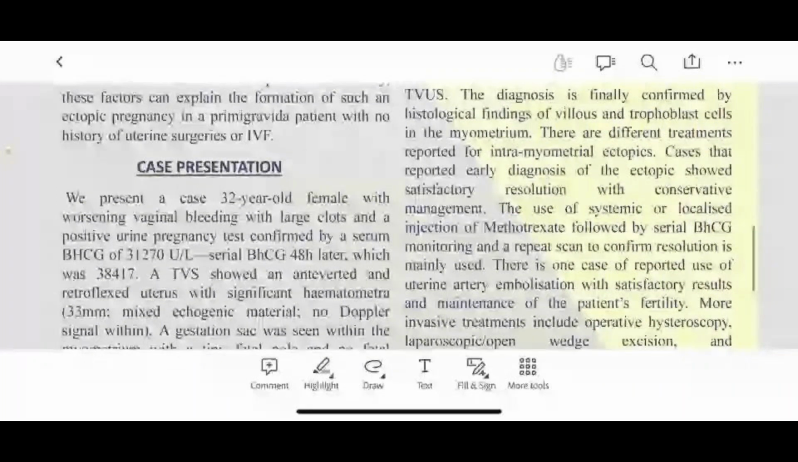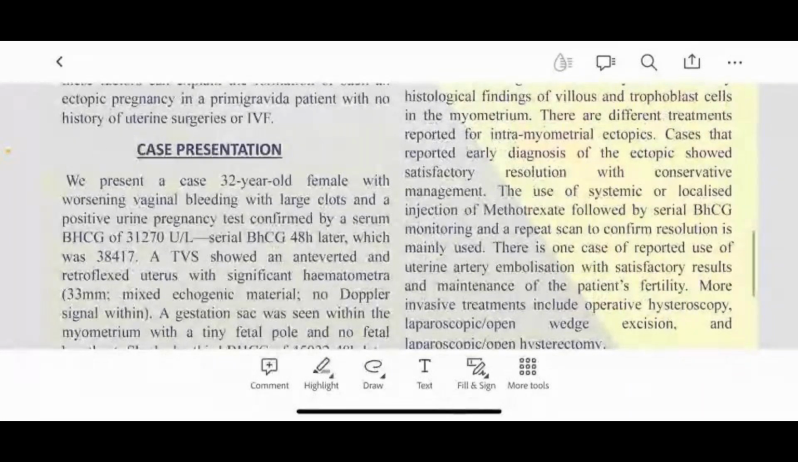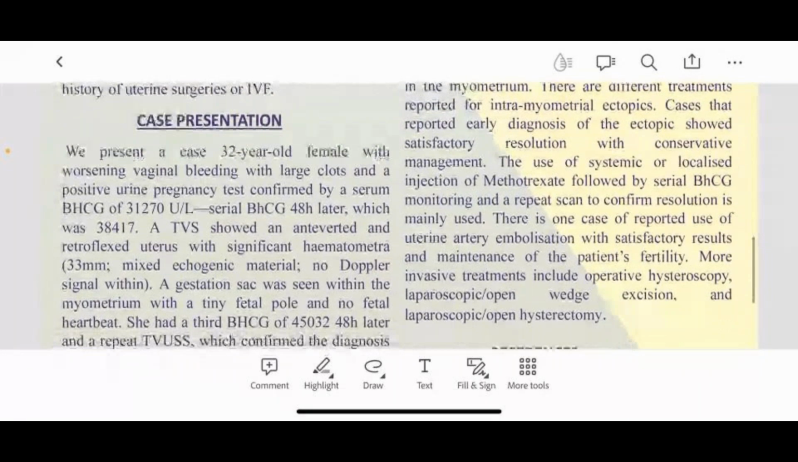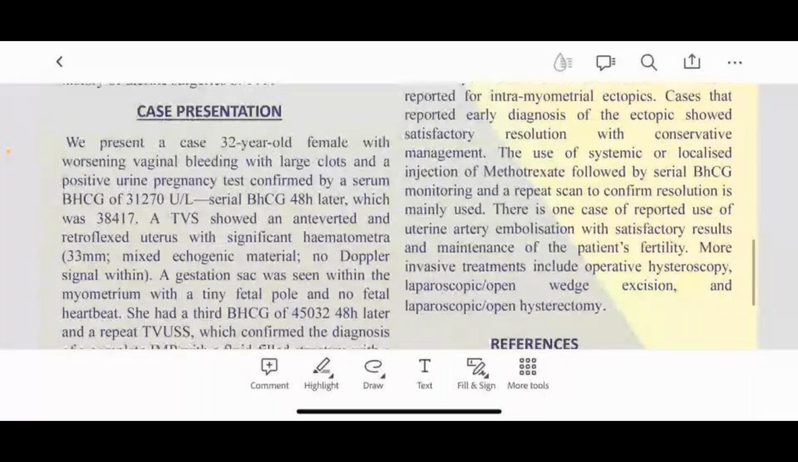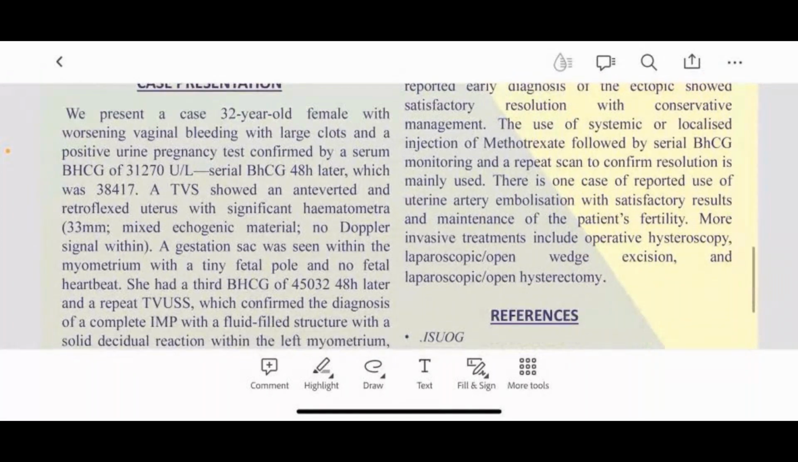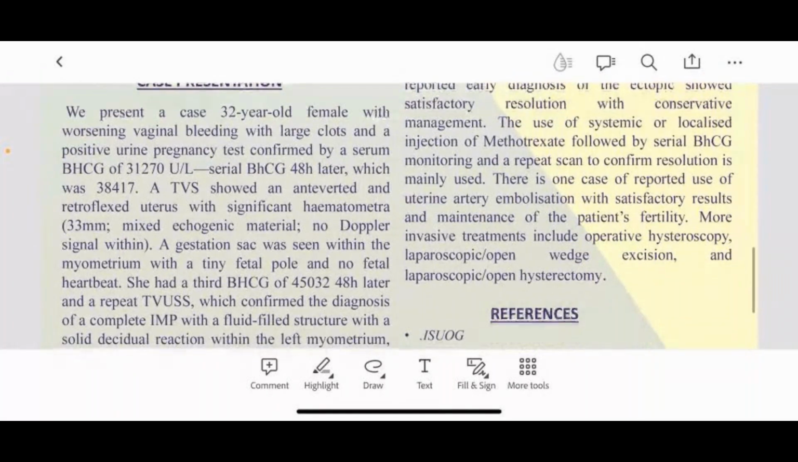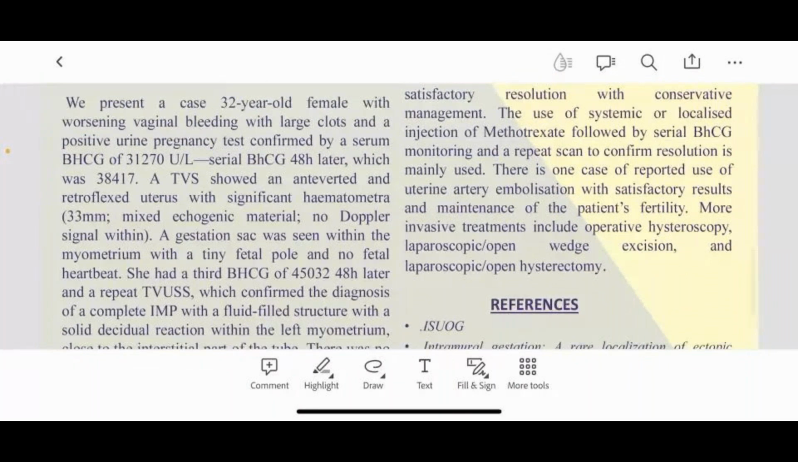38,417. We did a TV scan which showed an anteverted and retroflexed uterus with a significant hematometra and no Doppler sign. A gestational sac was visible with a tiny fetal pole and no fetal heart. Then she had a third beta HCG 48 hours later, which was 45,032. As you can see the pattern, all three beta HCGs are rising by more than 50%.